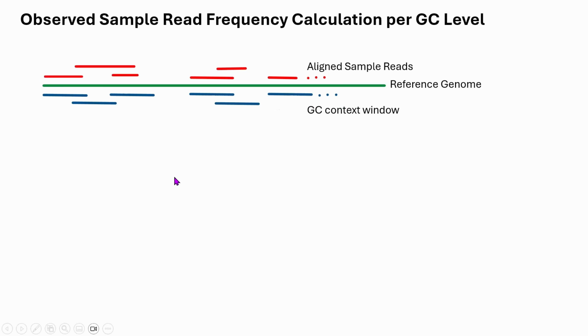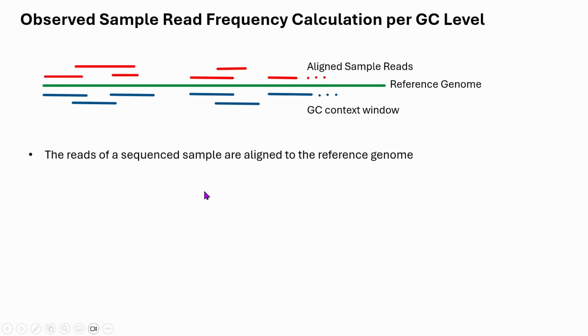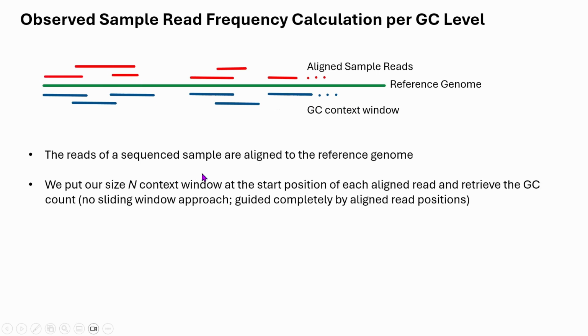Remember that we are not sliding the window across the whole genome anymore. Rather, we are only putting the windows guided by the sample reads sequenced. So basically, the summary is this: the reads of a sequence sample are aligned to the reference genome, and we put our n-size context window at the start position of each aligned read and retrieve the GC count, right? This is the thing we have discussed so far, and we are summarizing it here.